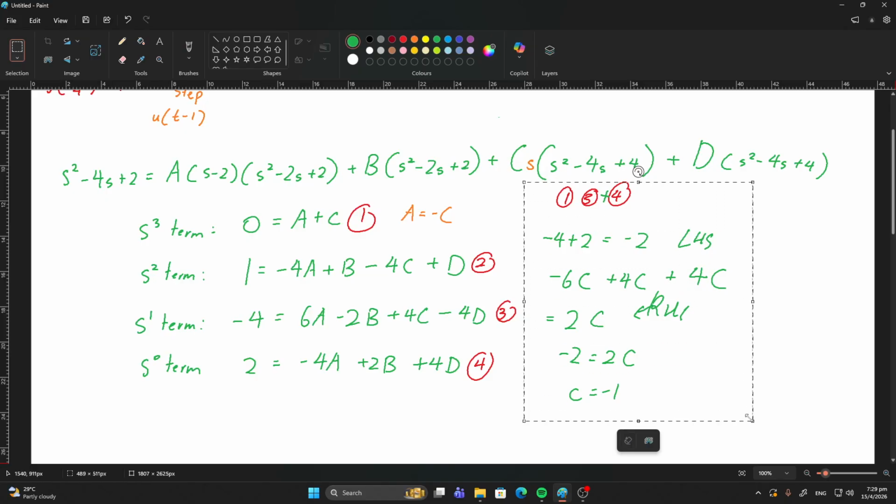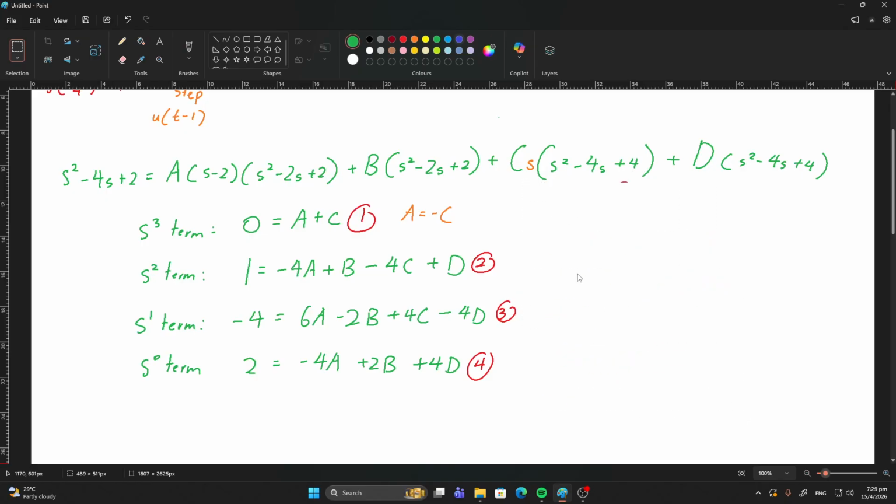Alright, so let's go ahead and clear this. So we know that now c equals negative 1, which means my a equals positive 1. Right, what can we solve now?